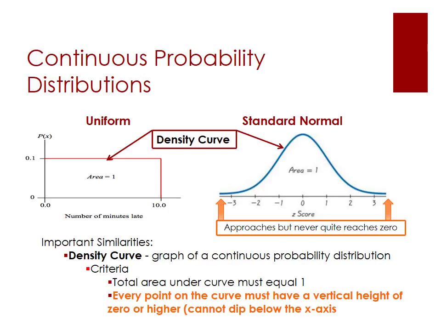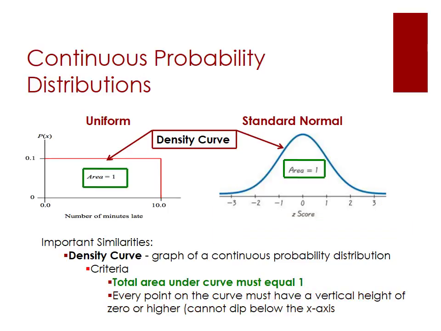Now notice that every point on the curve must have a vertical height of 0 or higher, so it cannot dip below the x-axis. For the example here on the right, looking at the normal distribution, we can see that the ends approach but never quite reach 0. So they would be 0.00002, but still not quite 0.